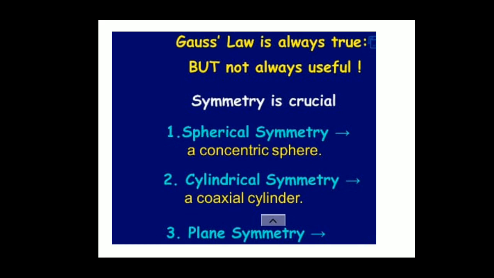So before going further to the application, a quick revise of Gauss law. What is the mathematical form of Gauss law? Phi is equal to Q by epsilon naught, or integral E dot ds is equal to Q by epsilon naught. What is Q? Q is the enclosed charge, the net charge, the total charge.